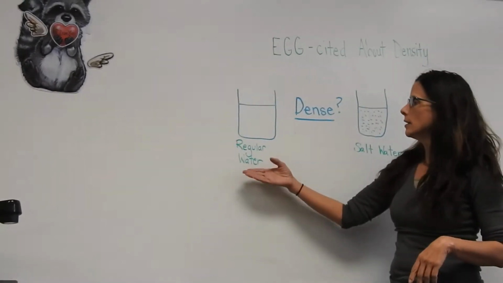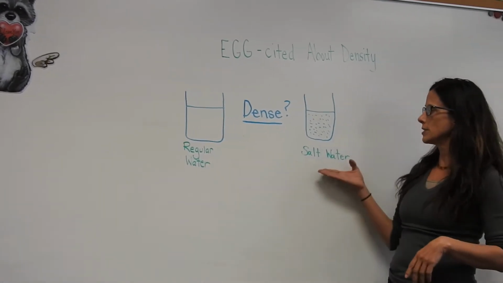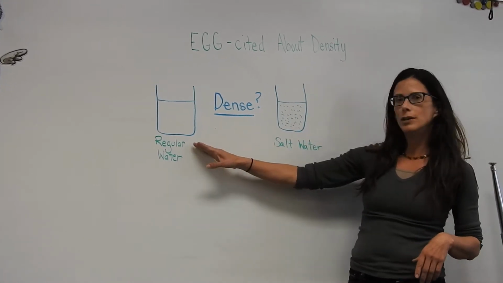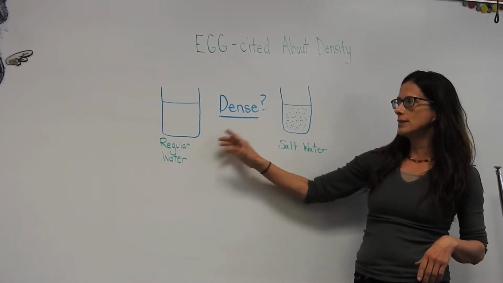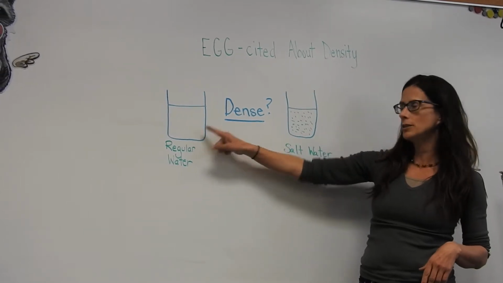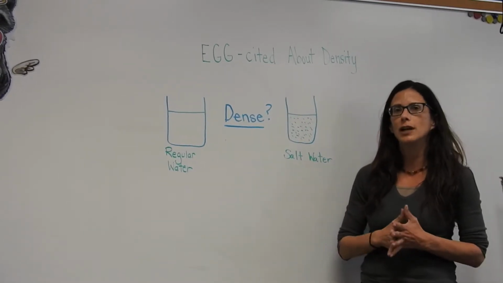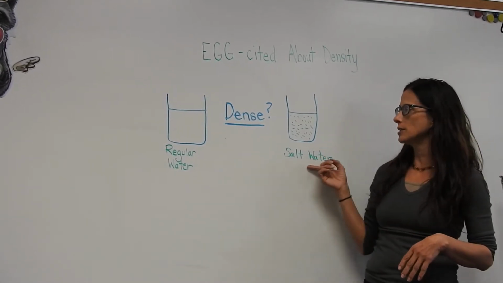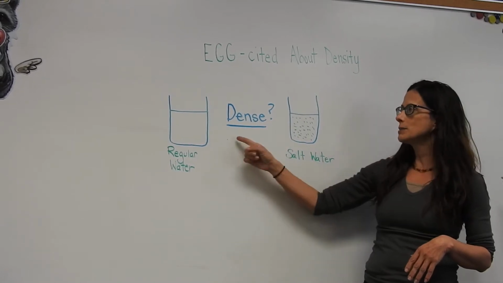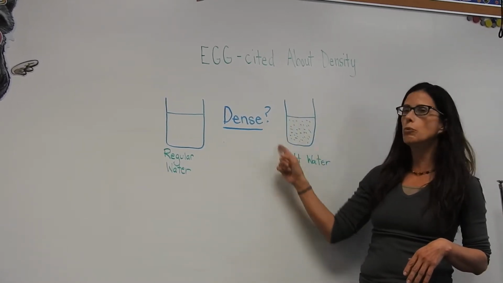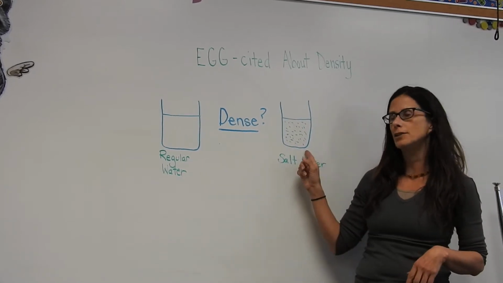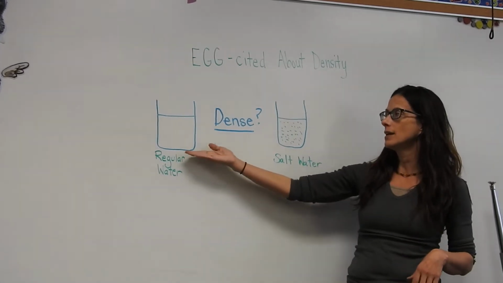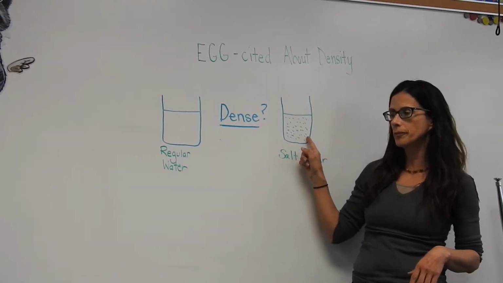So I have a drawing of regular water versus salt water. These little speckles are supposed to be salt. Which one do you think has more density, is more dense, the regular water or salt water? Think about that in your head for a moment. If you think that salt water is more dense, you are correct. Because being dense means having more stuff or more matter in the same amount of space. And salt water has more matter because it has water and salt.